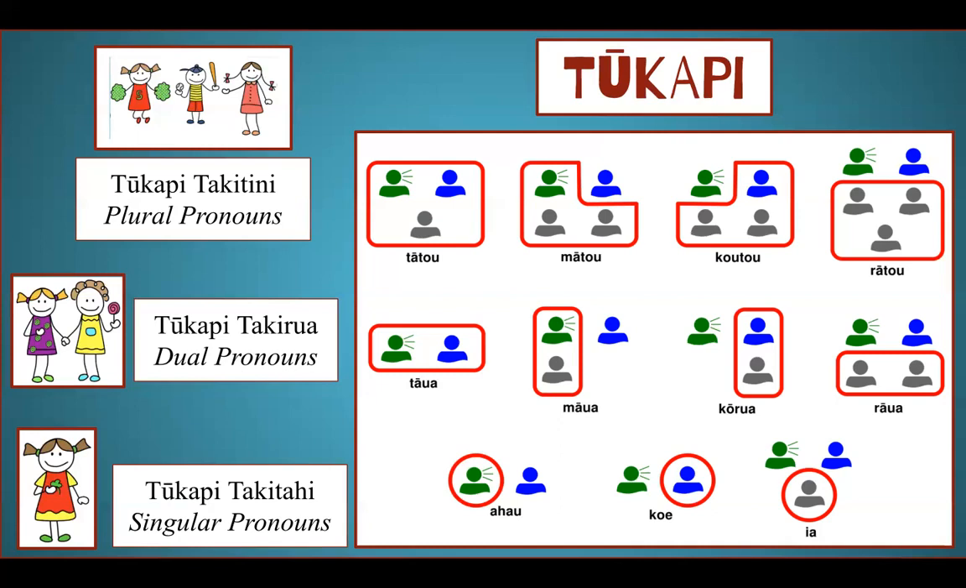On the top line, the rules are exactly the same, but with a higher number of people, three or more people. Tātou is we, meaning all of us. Mātou is we, me and others. Koutou is you, three or more. And rātou is they or them, three or more. This is a really good diagram to help you remember which of the tūkapi is the right one for the right context. They can be tricky, but they get easier to remember with practice.